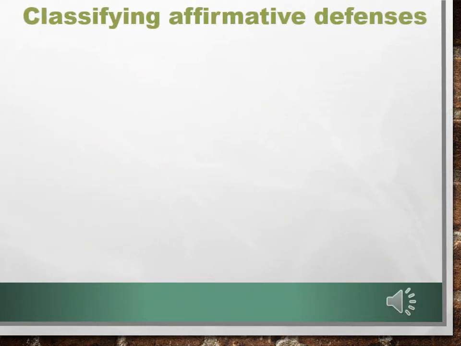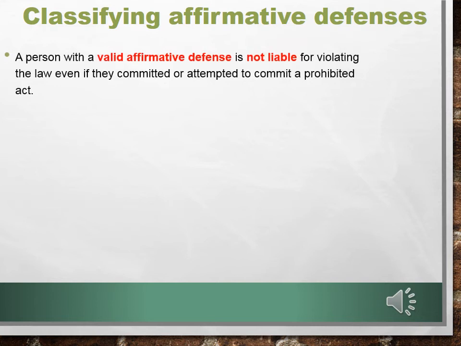You do not provide an affirmative defense when you walk into court and say, I didn't do it, or you can't prove that I violated a law. Instead, we need to understand what constitutes or makes up a valid affirmative defense to see how this concept works in the law. A person with a valid affirmative defense is not liable for violating the law, even if they committed or attempted to commit a prohibited act.